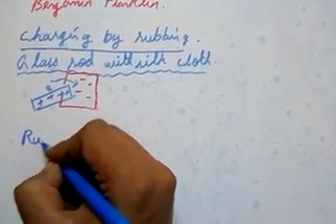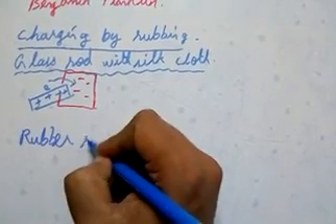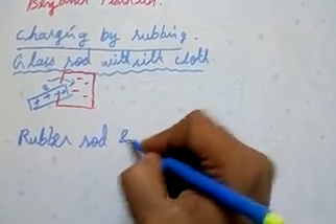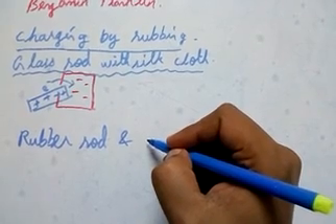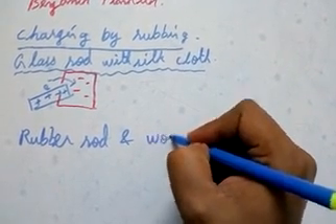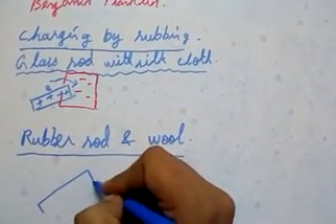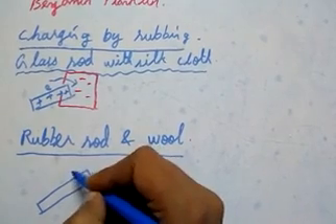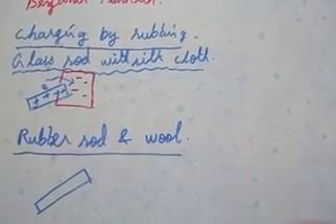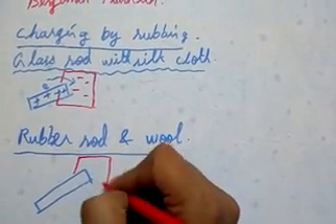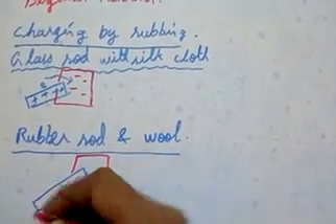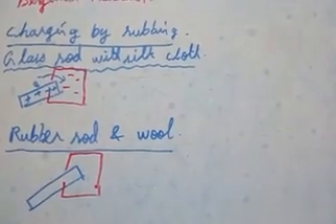So let's take a rubber rod and rub it with, say, fur or wool. So when I rub a rubber rod with wool, similar things will happen. Let's see what happens now. So this is the rubber rod and this is the woolen cloth.